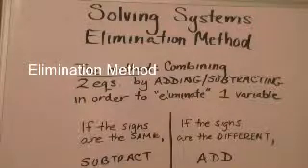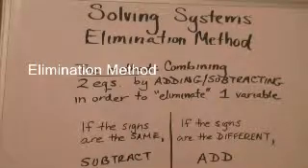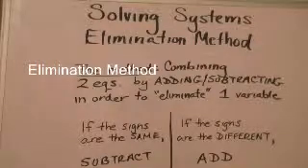If the signs of the variable you're trying to eliminate are the same, that means two positives or two negatives, then you're going to subtract. If the signs on the variable you're trying to eliminate are different, one positive, one negative, then you add.